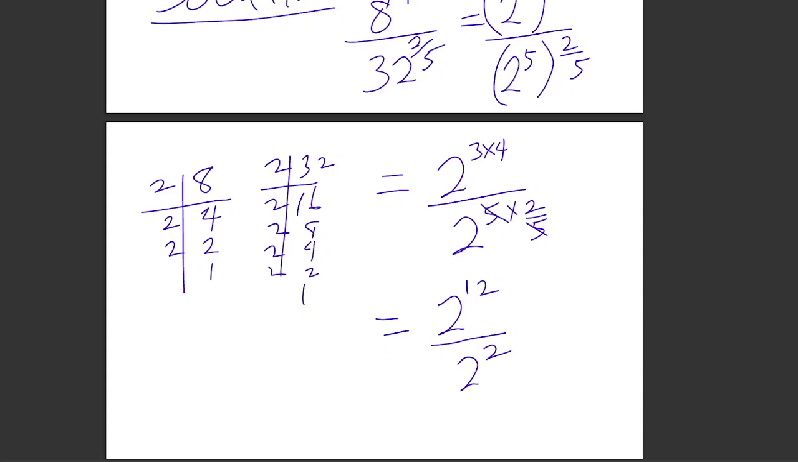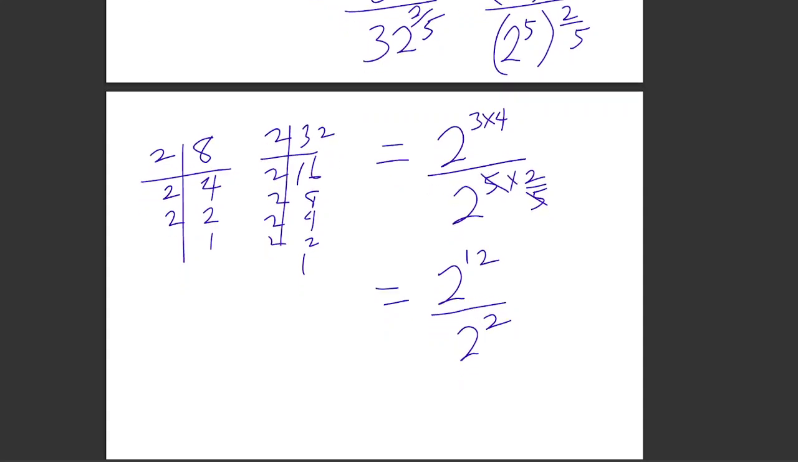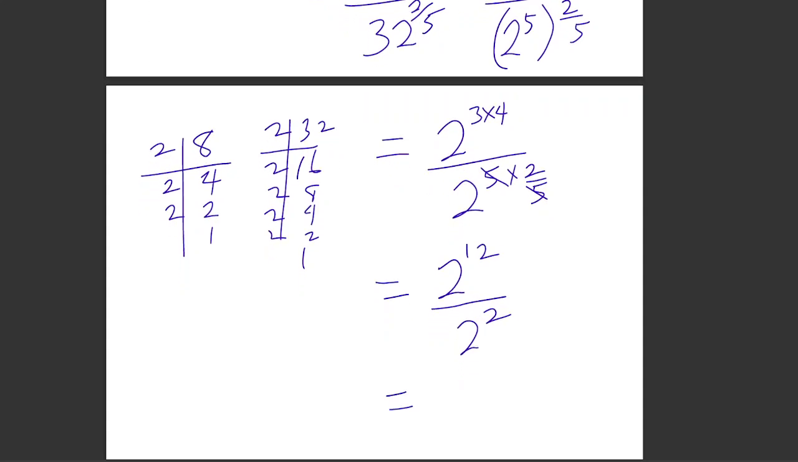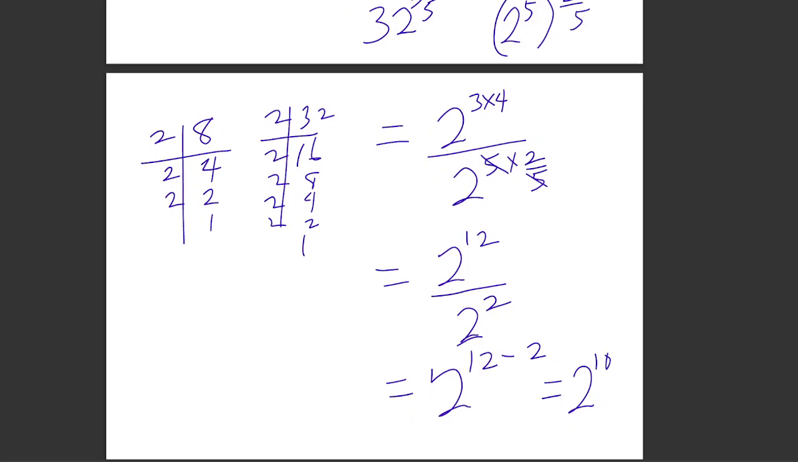Now there's a law of indices that says when you have division between two indices, the base here is 2, so what you are going to do is subtract the power. So that's going to be 2 raised to power 12 minus 2, and that gives 2 raised to power 10. So that's the answer. I hope that is clear. Is it clear? Yes, Uncle.